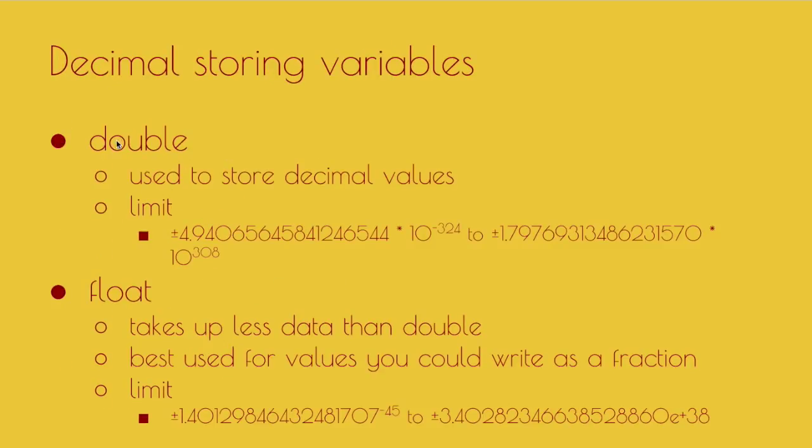For decimal storers, the double and the float. The double is the default decimal storing variable. These are the values that it can approach. It can go down to negative and positive values. Same thing here, negative, positive, but the float variable takes up less data than double, so you can really go for small numbers with the float. It's also used for that.